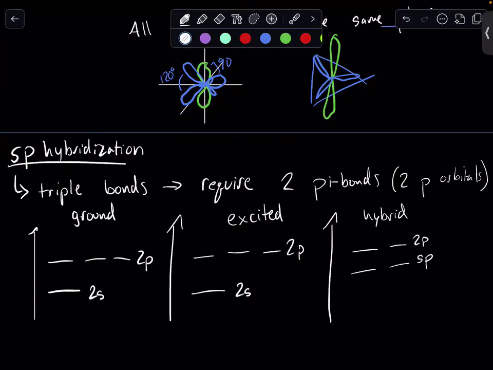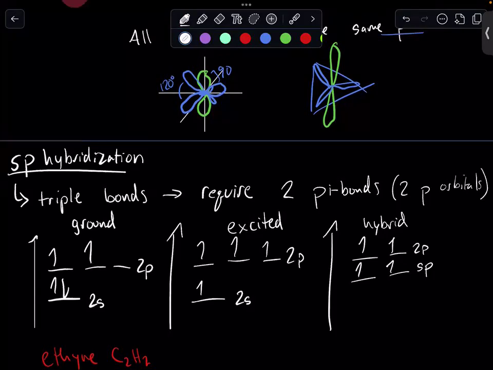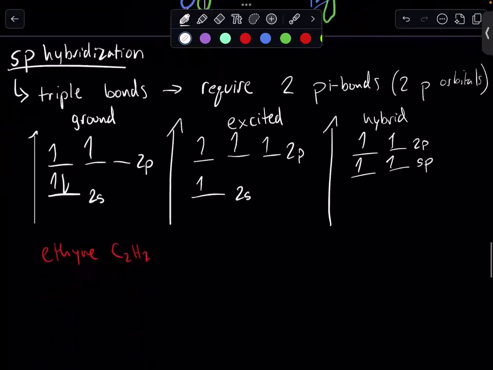Now, the example we're going to be using is continuing the same trend. We're going to be looking at ethyne, which is C2H2. So we're looking at each carbon. So we should be pretty decent at these energy level diagrams now. And so we'll notice our sp hybrid orbitals are above in energy than our s orbitals, and our 2p remain exactly where they are.